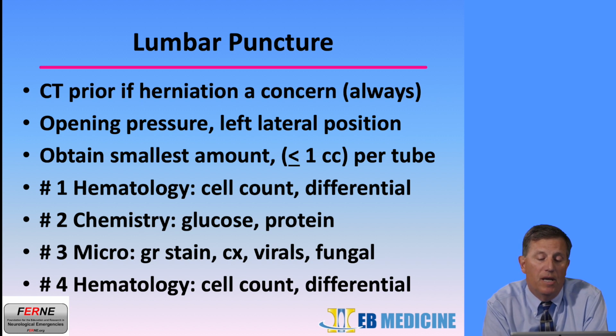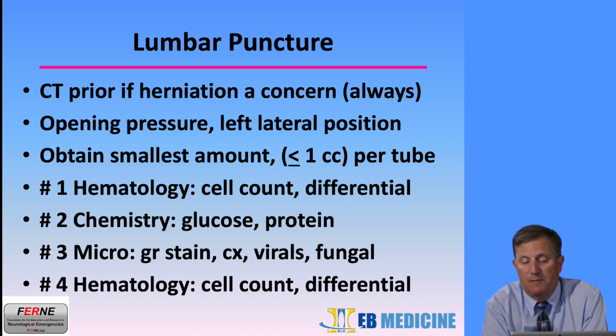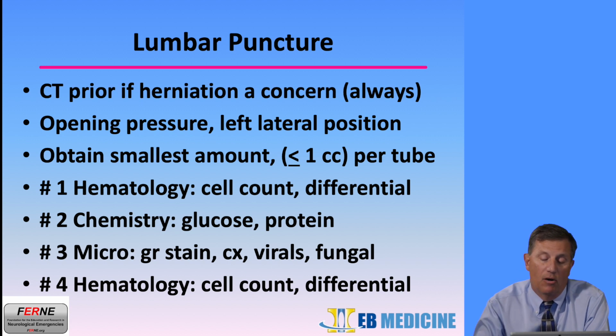When you do the LP, you want to obtain the smallest amount of fluid, less than a cc as possible per tube. And when doing the lumbar puncture, you can use 4 tubes. Tube 1, hematology for cell count and differential. Tube 2 for chemistry, looking at glucose and protein. Tube 3, microbiology, gram stain, culture, viral testing, and fungal testing. And Tube 4, a repeat hematology tube for cell count and differential.